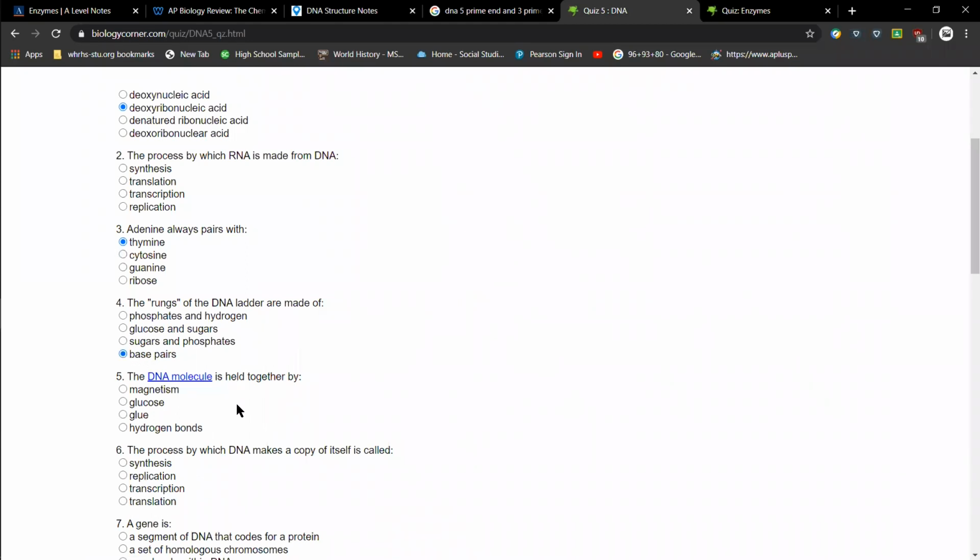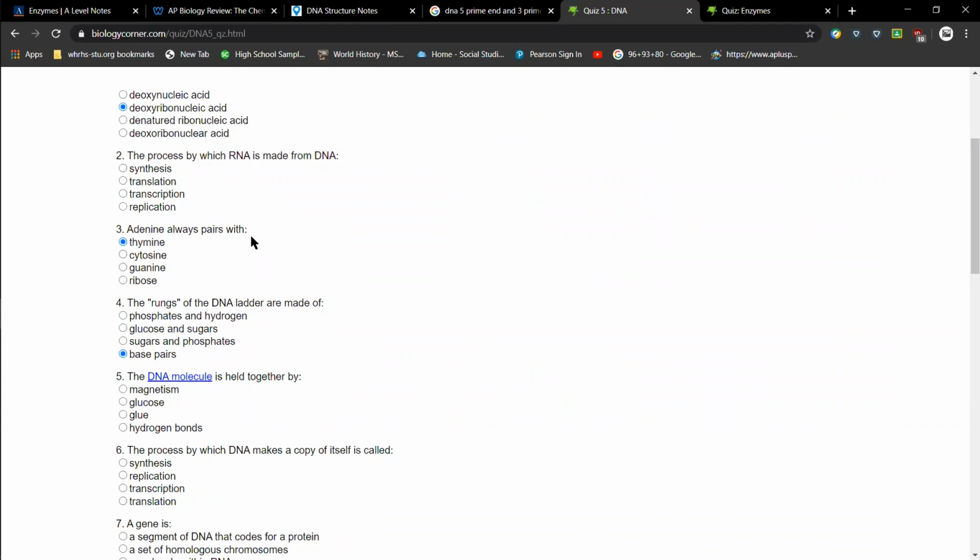So the DNA molecule is held together by, we didn't talk about this, but if any of you know, that's great. I will explain it now. Yeah, so good job to those of you who got it. It was the 4th choice, or hydrogen bonds.